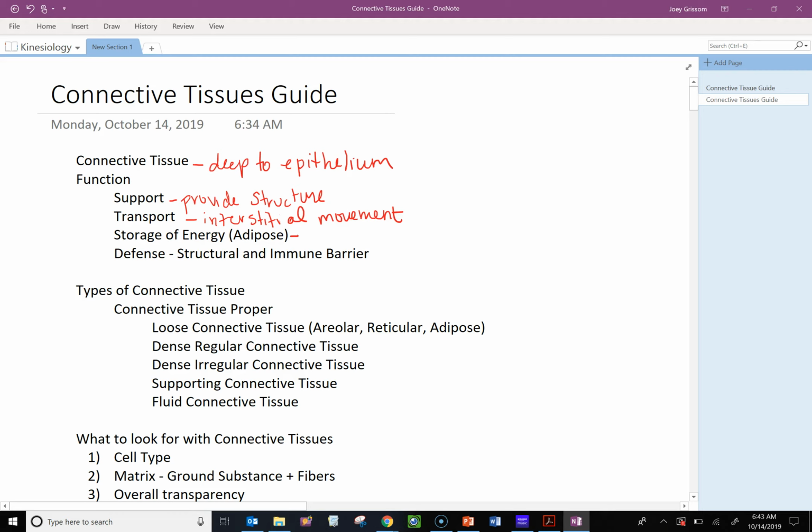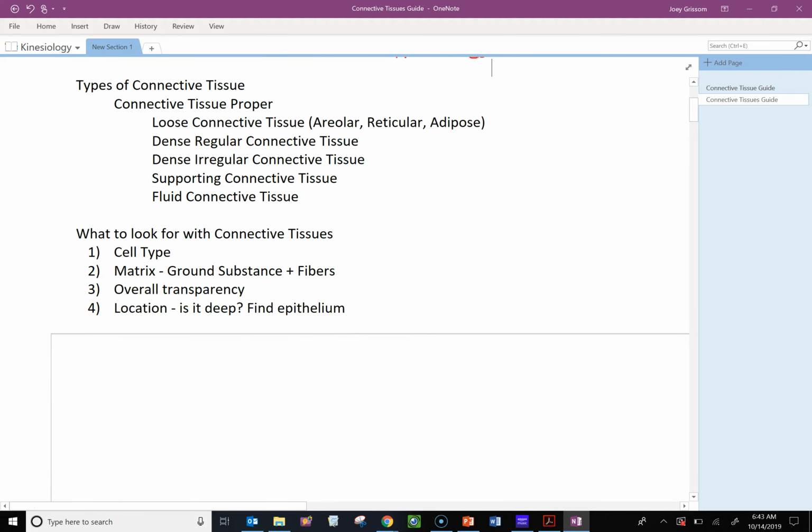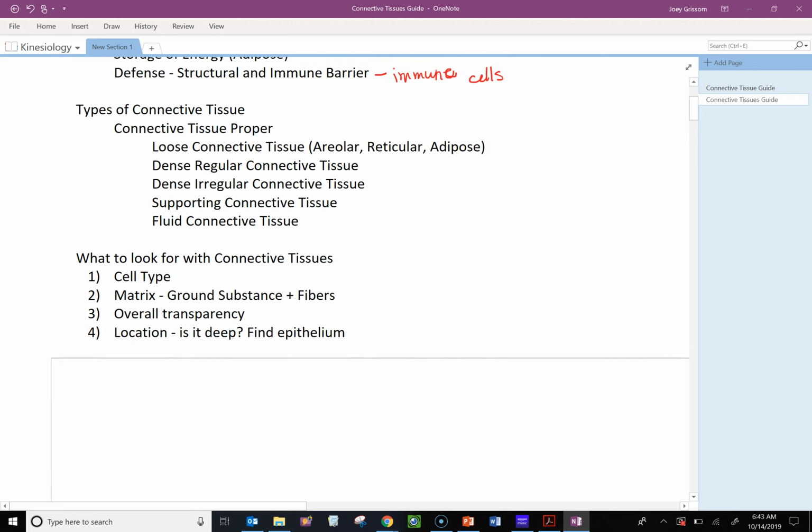And then lastly is defense. So again, a structural and immune barrier. Not only are these fibers that are connected together serving sort of like a net, catching whatever is coming through, it's also where we have different immune cells that give us that first signal for your immune system to respond to any kind of weird stuff trying to get into your system. So as we move through our different types of connective tissue, I just want to remind you of the different kinds.